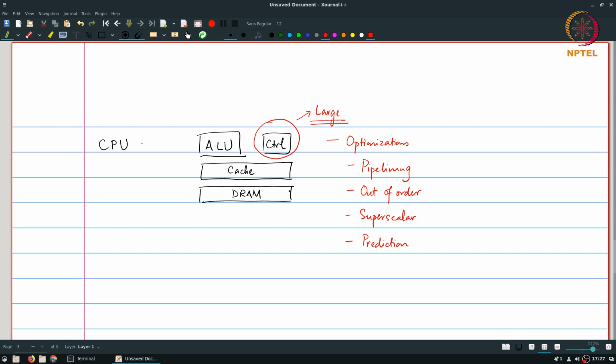Now, one of the things that people noticed was that while doing pipelining, you typically end up in a situation where, for example, while loading data from memory, your ALU units may not be particularly highly used.